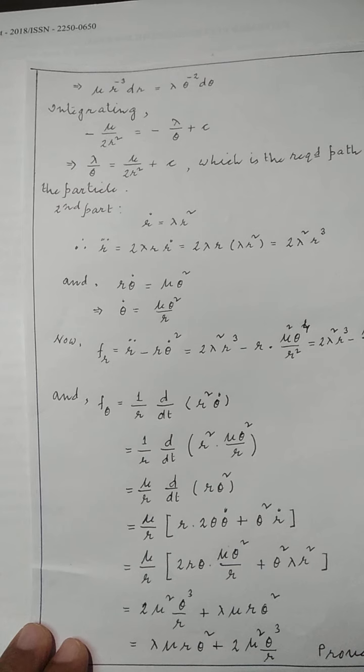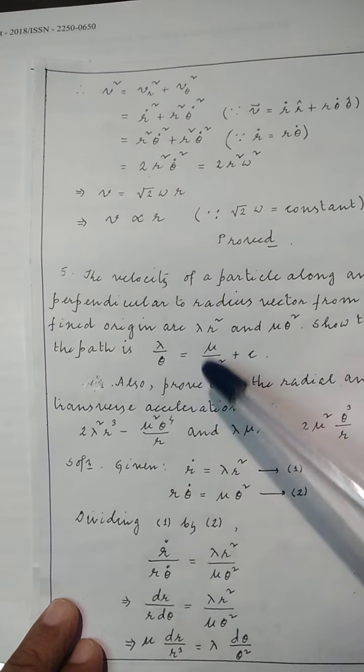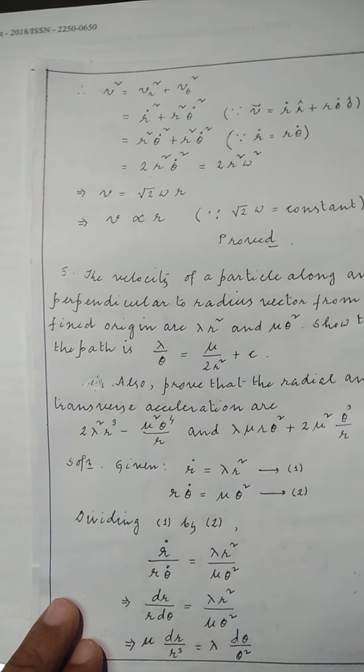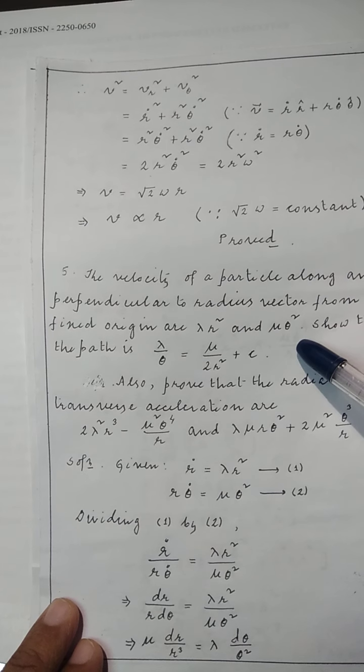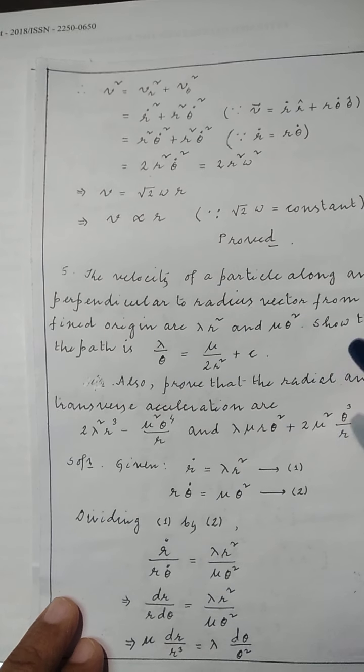So go through the question and see what you have to prove. The equation of the path is lambda by theta is equal to mu by 2r square plus c. You are getting that required expression, and besides this we had to show that the radial and transverse accelerations are given by these expressions. This way we can solve this problem.